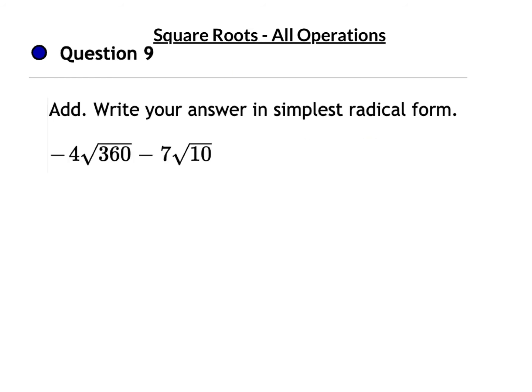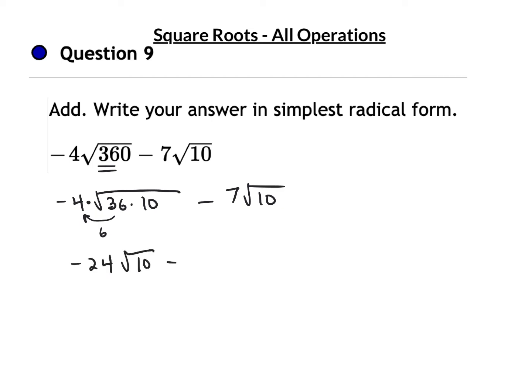Question 9. We have a subtraction question. And I'm pretty sure 36 divides into 360. I'll rewrite this as 36 times 10. 36 is a perfect square. Square root of 36 is 6. I'll take the 6 out front and multiply. I get negative 24 root 10 minus 7 root 10. Those are now like terms. I'll add my coefficients, negative 24 and negative 7. Negative 24 minus 7 is negative 31 root 10.